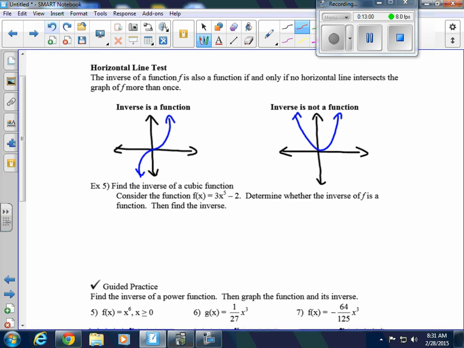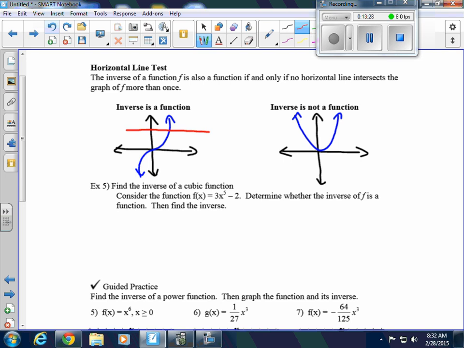Now, does it pass the horizontal line test? Is there any horizontal line that I can draw that touches the graph more than once? And the answer to that is no. It passes the horizontal line test. What that tells us is that the inverse of the graph that we have will be a function. Because if it passes the horizontal line test, that means that the inverse of this graph will pass the vertical line test, which is what we use to tell if this is a function.